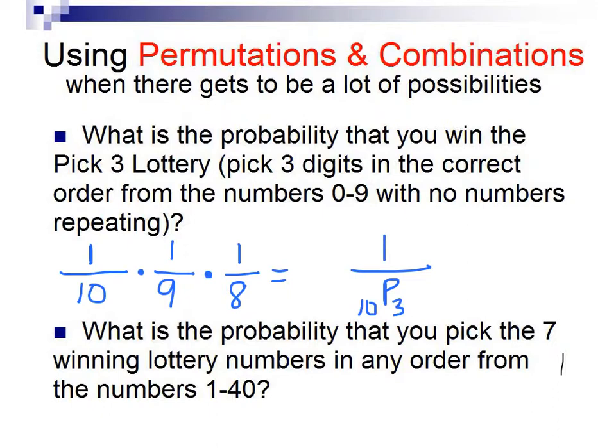So I would only have one success out of a total of, how many different tickets could I come up with? Well, it would be combinations, because the order is not important. There are 40 numbers, and I'm going to pick 7 of them. You type that in your calculator, and that's the probability that you win the lottery. Don't play. It's not a good plan.